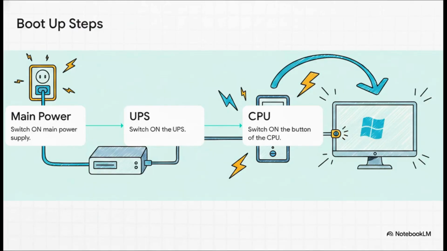The textbook actually lays out a very specific 4-step sequence for booting up, and it moves methodically from the wall straight to your screen. Step 1, switch on the main power supply button on your wall. Step 2, switch on the UPS, which helps regulate that power. Step 3, switch on the button of the CPU, the actual brain of your computer. And step 4, switch on the monitor button. Once you do that final step, the book notes that you'll be greeted by the welcome screen of Windows. It's basically this awesome chain reaction of power.